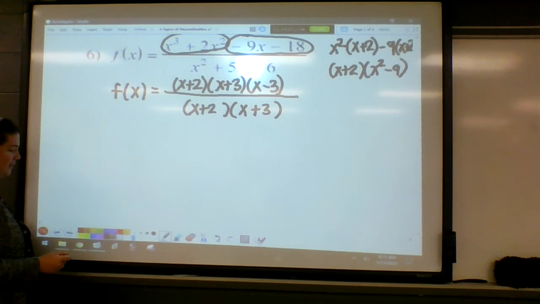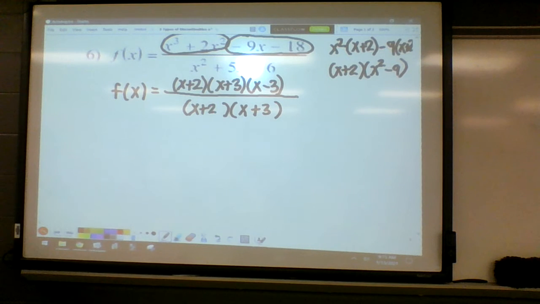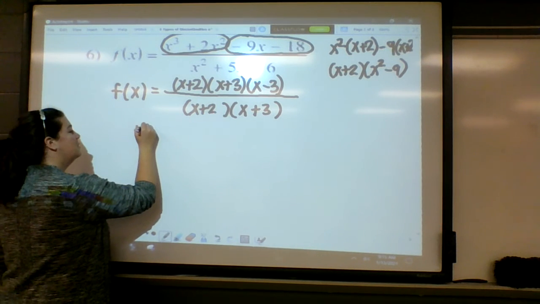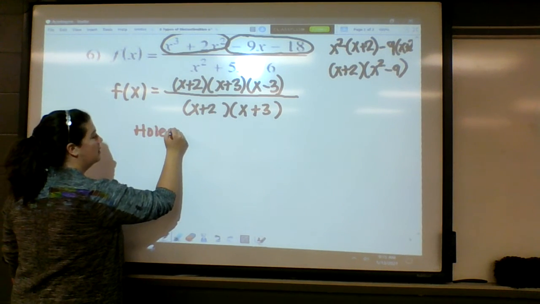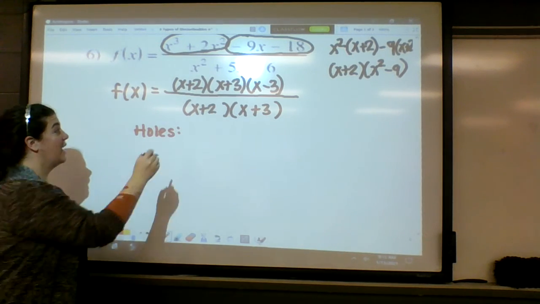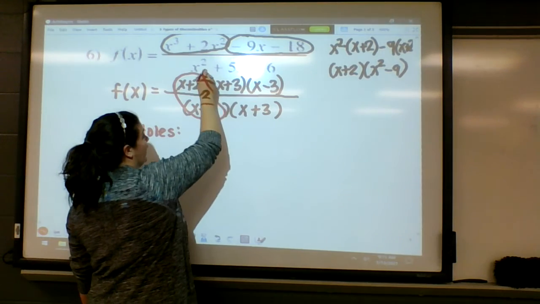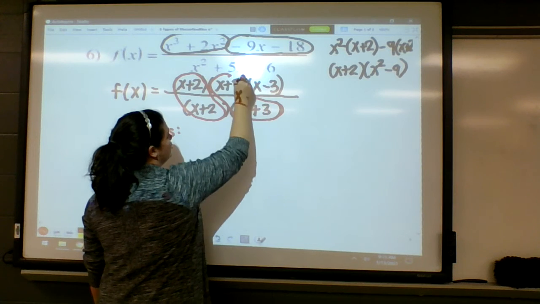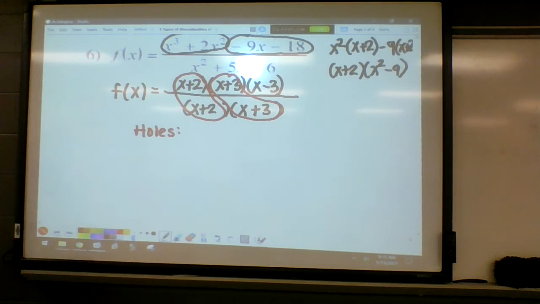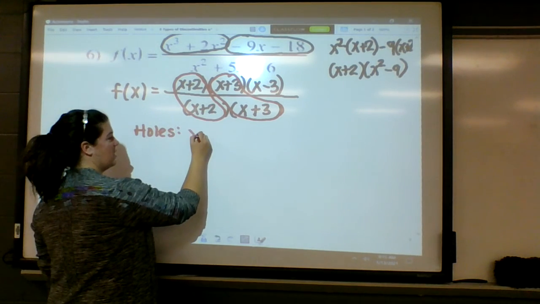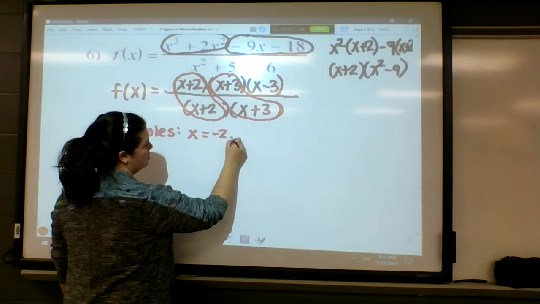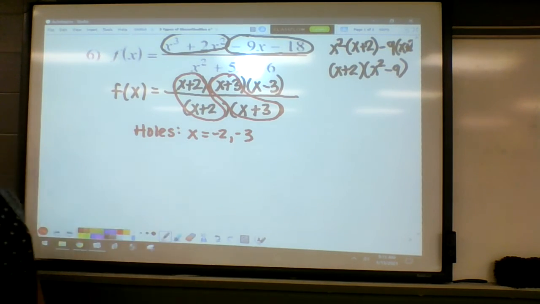All right, so tell me what you found. Holes, you want to start with holes? What'd you find for the holes? Negative 2 and negative 3, there are 2 of them. There's a match here, right? And there's a match there. So you have 2 holes. Both of them have matches. So they would be at negative 2 and negative 3, 2 holes in this graph.